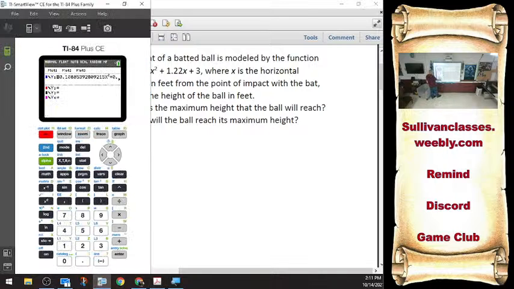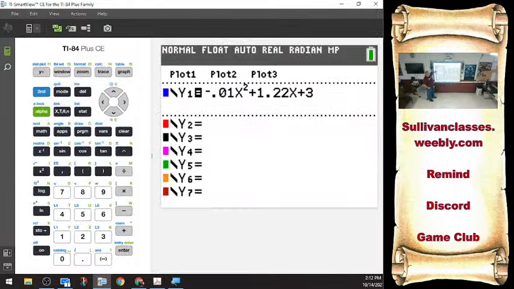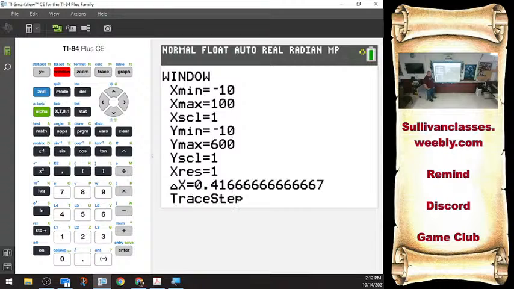So I can type, say negative, clear this out, negative 0.01 x squared, right? Plus 1.22x plus 3. Okay, if we're going to whack the ball, what do you think is a decent window here? Baseball field. How big's a baseball field? I know that they all change, right? But okay. We'll say 400 feet and see if we smack a homer.